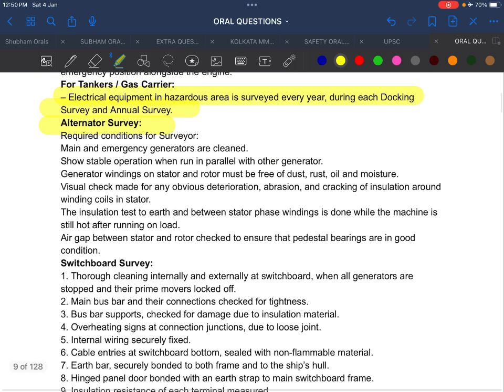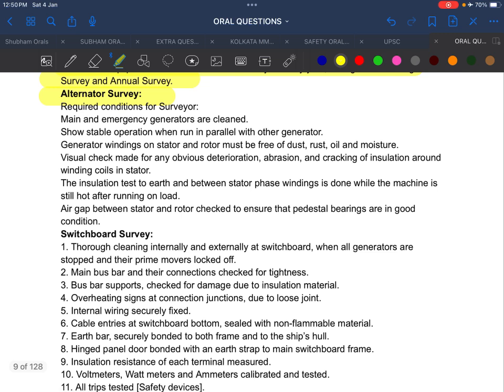Alternator survey is there. There are various surveys. I told you about the alternator. They check the alternator, each and every part, like the slip ring, rotating diode, varistor, variable surge resistor, stator winding, rotor winding. They can check the insulation of the stator winding. They can check the insulation winding of the exciter.